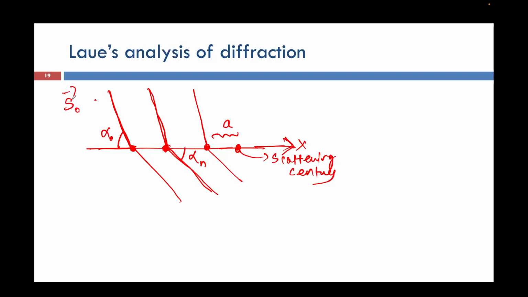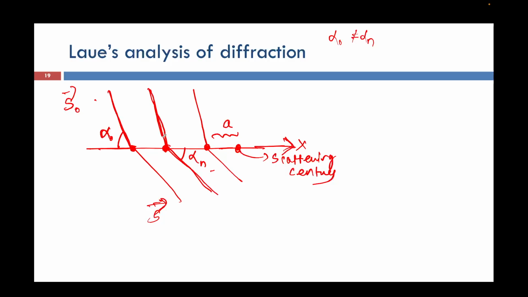S naught is the incident beam vector, S is the scattered beam vector, then the alpha naught angle is the incident angle, alpha n is the scattered angle, and remember, alpha naught might not be equal to alpha n in this case.